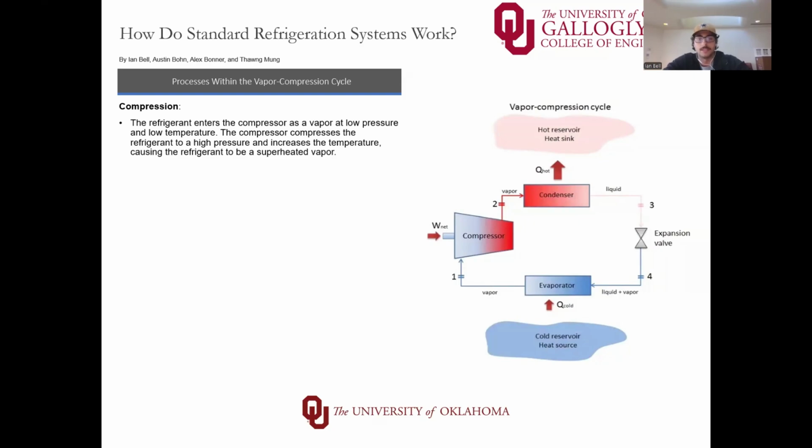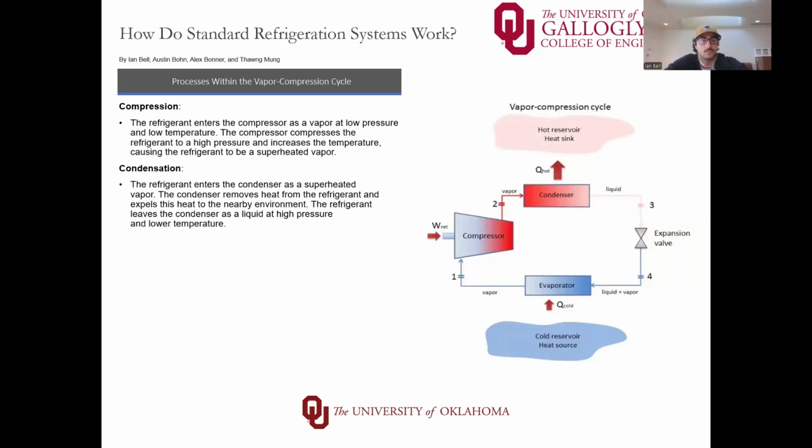My name is Ian Bell, and this slide will show the basic idea behind how a standard vapor compression refrigeration system works. The cycle has four key processes. The first is compression. The refrigerant enters the compressor as a low pressure, low temperature vapor. The compressor raises both the temperature and the pressure, so it leaves as a high energy superheated vapor.